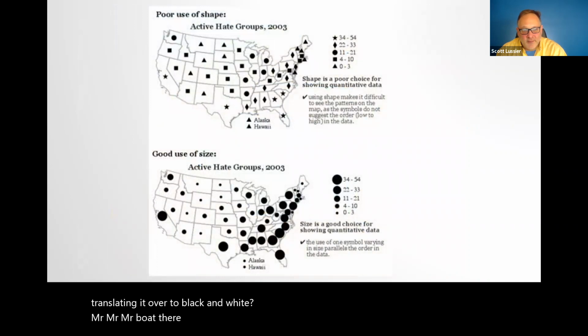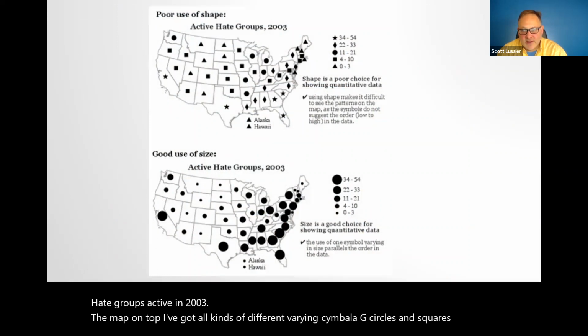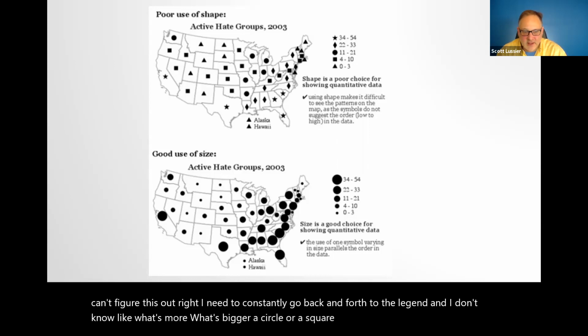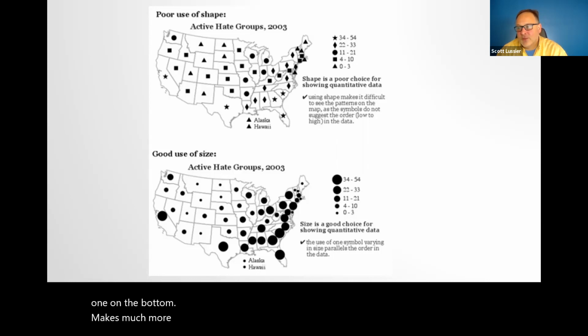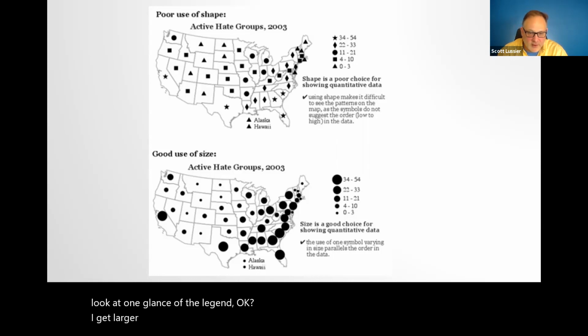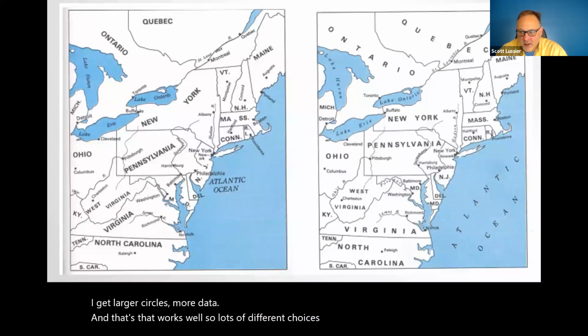Here's one. This is hate groups active in 2003. The map on top has got all kinds of different varying symbology, circles and squares, and I can't figure this out, right? I need to constantly go back and forth to the legend, and I don't know, like, what's bigger, a circle or a square? It doesn't really make sense. The one on the bottom makes much more sense. The larger circles represent more hate groups, and I can make quick sense. I look at one glance at the legend. Okay, I get it. Larger circles, more data, and that works well. So lots of different choices that we make as we create maps.